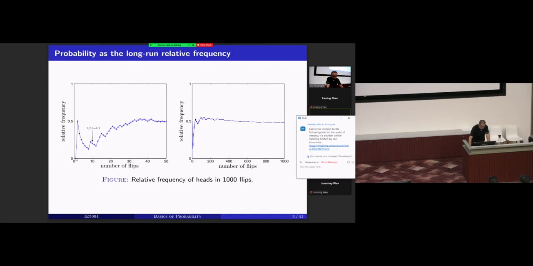You see the first point is here. It is the first flip. Can you tell whether it's tails or heads? This is the relative frequency of heads, right? After the first flip, the relative frequency is zero, which means that the first flip should be tails, right? Then you see that after the second flip, the relative frequency increases to 1/2, which means that the second flip should be heads, right? Then at the third flip, you see the curve drops. Drops means it must be tails.